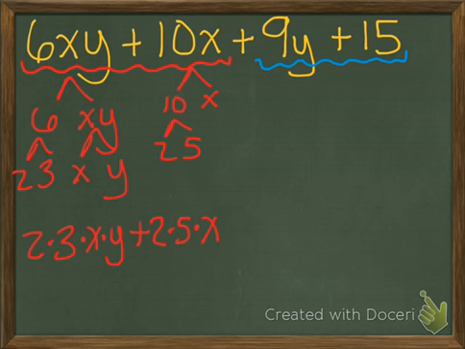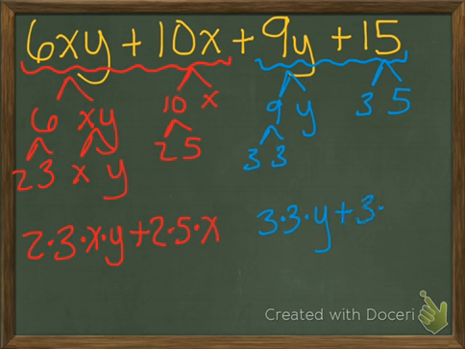As we look at our second grouping, our 9y and our 15, the things that they have in common, well, we can break down 9y into 3 times y, and we can write that down here, 3 times y. And then 15 can be broken down into 3 times 5, so plus 3 times 5.